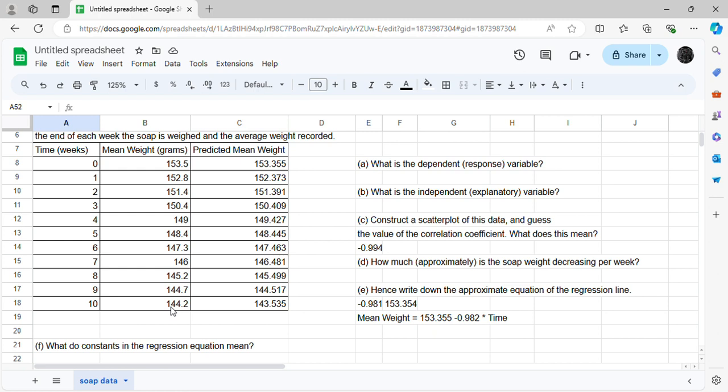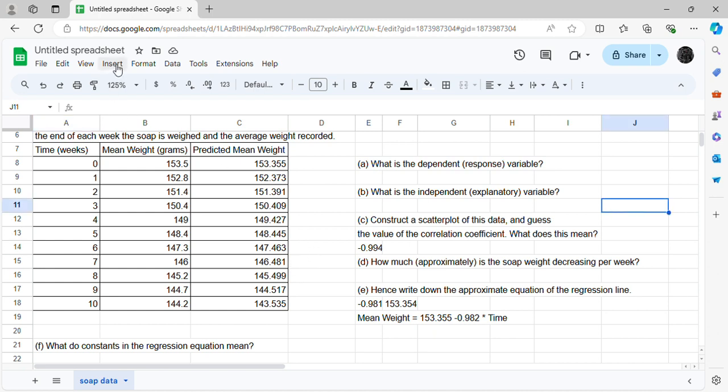What is the dependent variable? The response variable. The response variable is the mean weight in grams for the 25 soaps. What is the independent explanatory variable? The time in weeks. Construct a scatter plot of this data and guess the value of the correlation coefficient. What does this mean? Okay, so we want to plot the scatter plot.